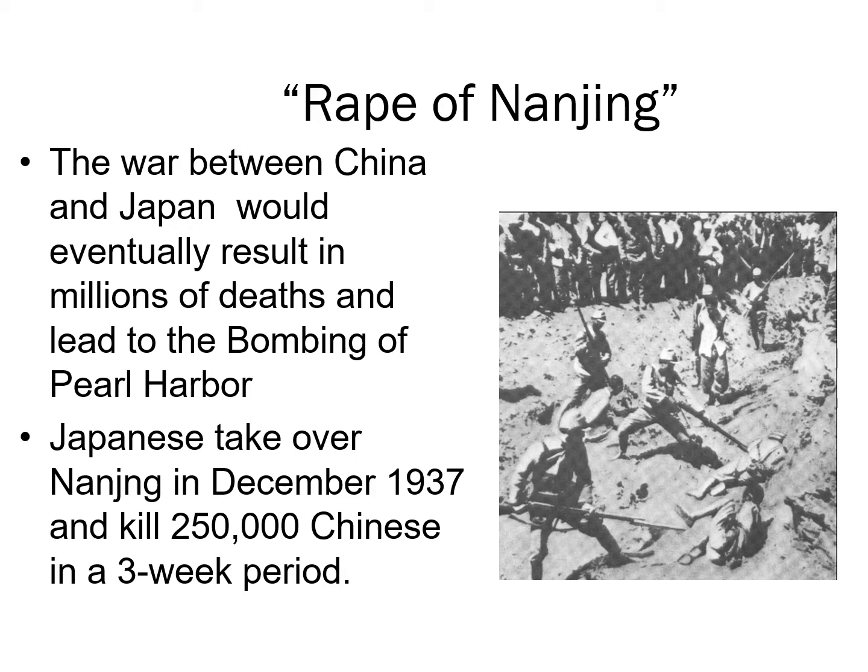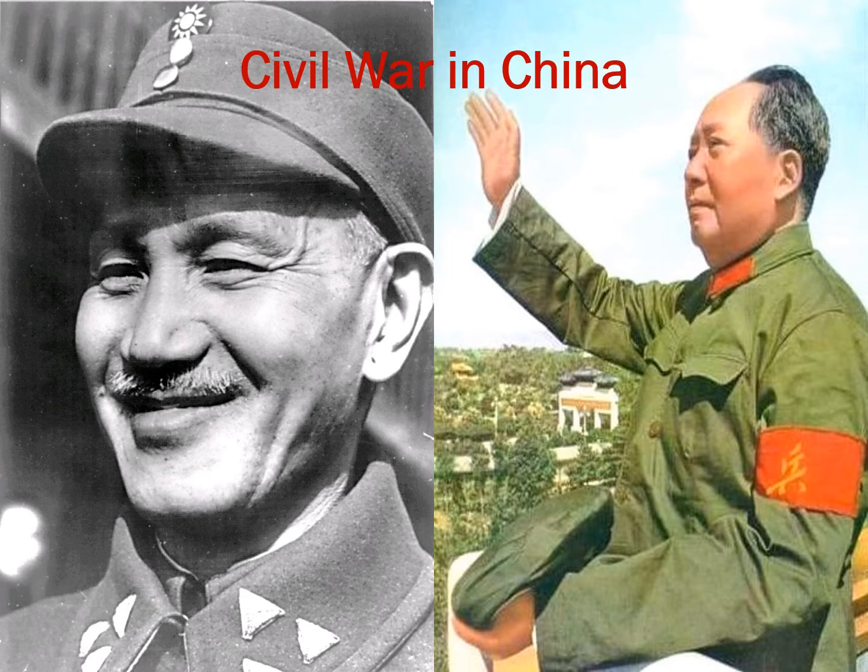The Rape of Nanking was part of the war between China and Japan, and eventually will result in millions of deaths, which indirectly will lead to the attack on Pearl Harbor. And Japan took over Nanjing and killed 250,000 people in a three-week period. There was still a civil war, though, between the nationalists and the communists, even though they shared a common enemy, which was Japan, and at times actually fought together against their common enemy.